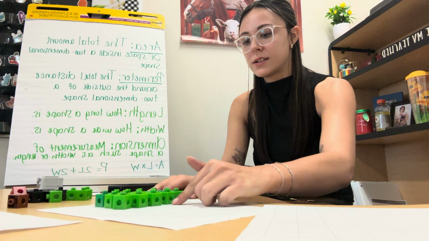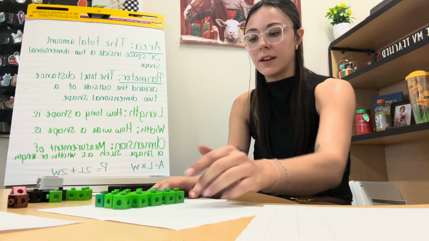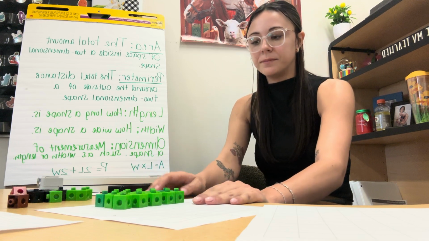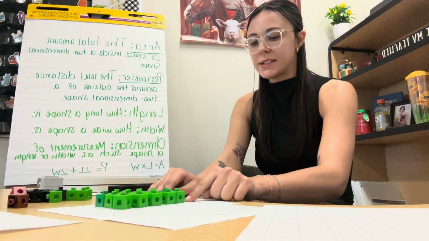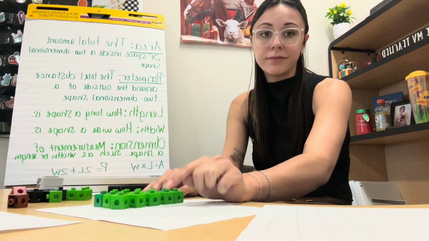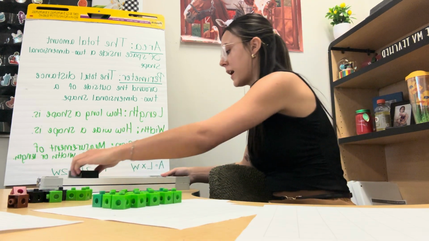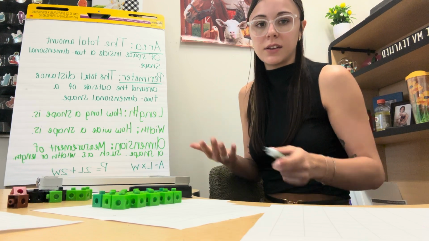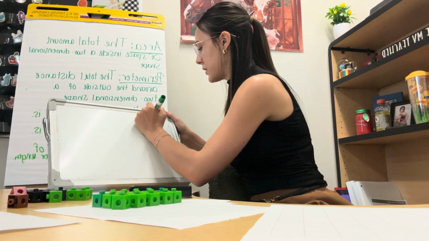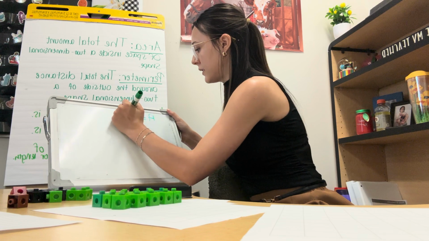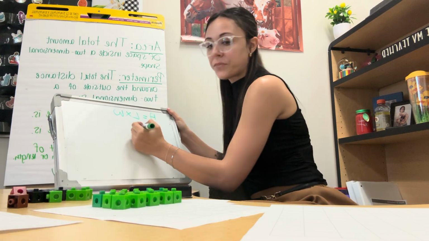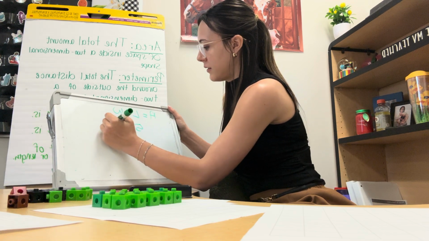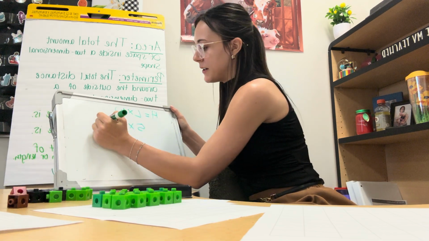So we have 3, 6, 9, 12, and 15. I can visually see here that the area of my rectangle is 15. I can also clearly see that the width is 3 and the length is 5. 5 times 3 is 15. But let's go ahead and do this by plugging the values of the length and the width into our formula. So if area equals length times width, our length is 5 and our width is 3. 5 times 3 is 15.